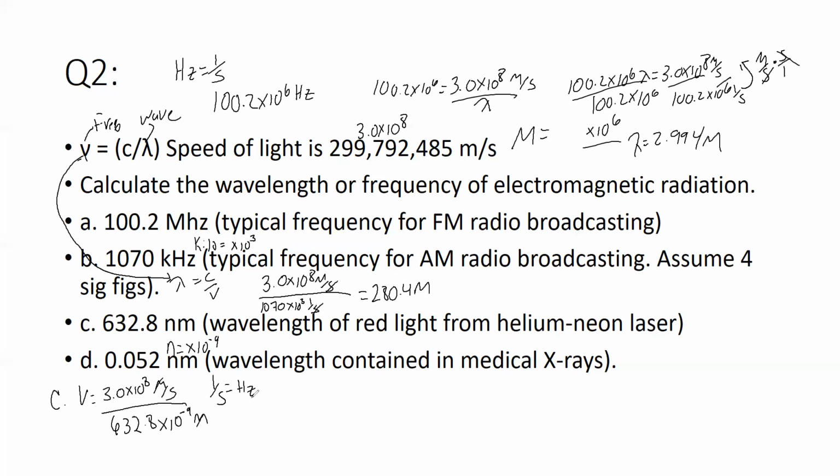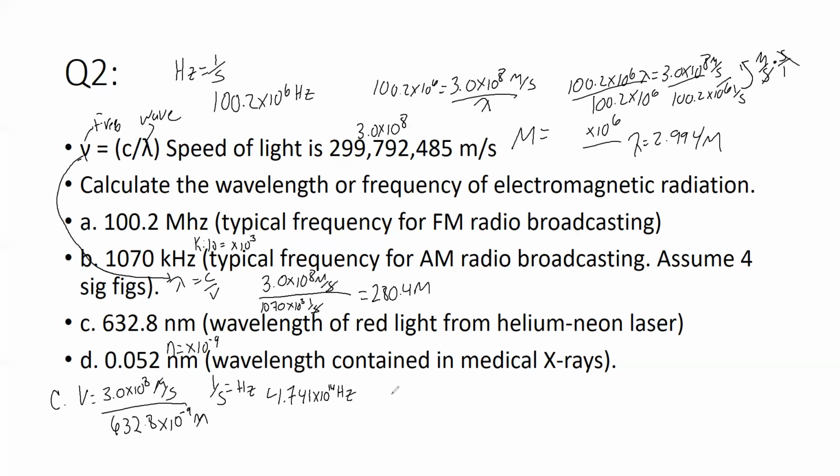And when we do this, our answer is 4.741 times 10 to the 14 hertz. So lasers are usually pretty powerful. And if we compared the frequency from a laser to the frequency from radio, the frequency of a laser is much higher. The wavelength is much shorter because they're just much higher energy.